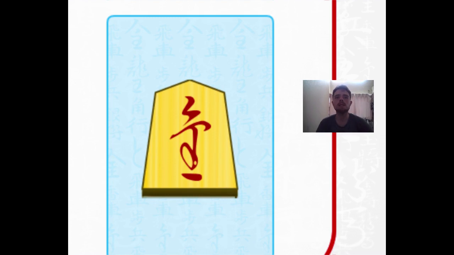Okay, a promoted lance, known as Narikyo, also gains the same moves as the gold general when it promotes. Due to the limited movement capabilities of the unpromoted lance, you usually have to wait a while to get them into the promotion zone. Okay, let's look at the next piece.